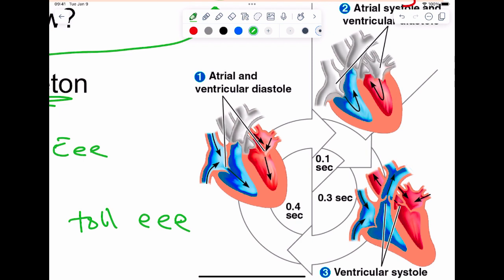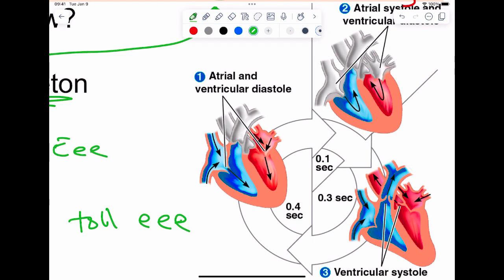What will then happen is the atrium is going to undergo systole, so it's going to squeeze. And what that's going to do is ensure whatever blood is inside of the atria gets shoved into the ventricles. Got it. That's like making sure everything's filled up. What will then happen is the atria are going to go into diastole. They're going to calm down. But the ventricles are going to go into systole.